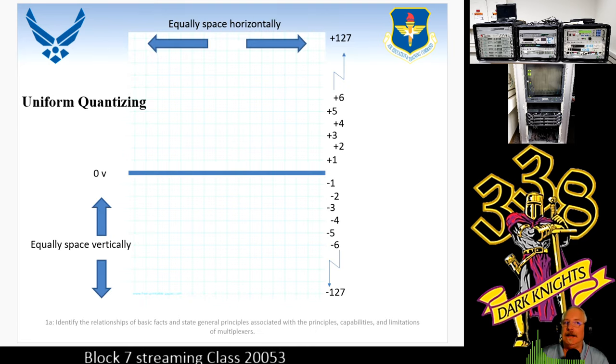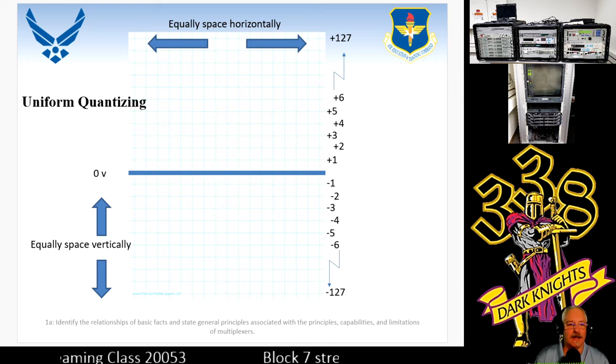Now, what I did here is use a graph paper to give you an idea that we have 127 different spaces to the vertical and a negative 127 spaces to the negative side, so positive and negative. This is called uniform quantizing. Why? Because they're equally spaced both horizontally and vertically, hence the graph paper. Now, the positive 127 is a certain voltage level, and a negative 127 is also a certain voltage level.